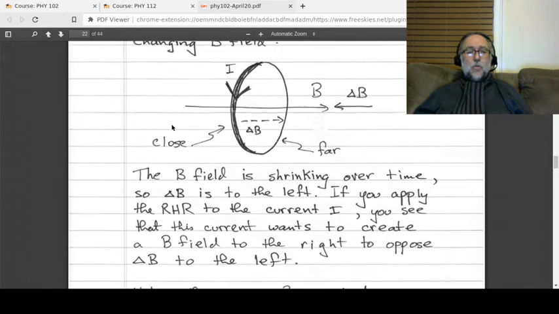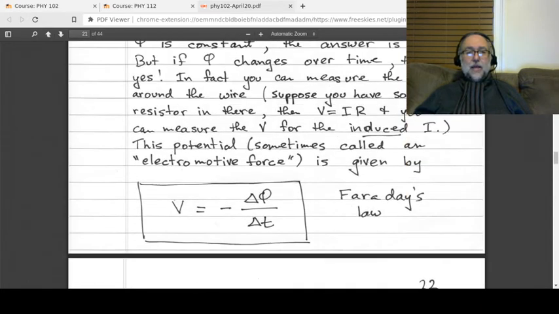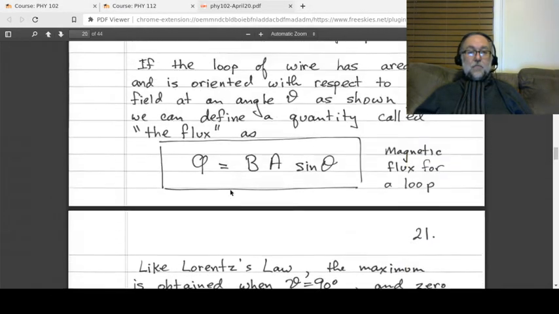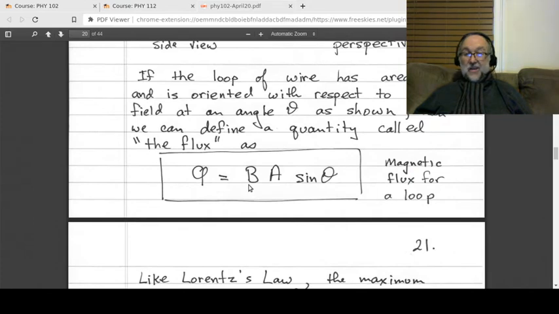Let's go back up here to Faraday's law again. Technically speaking, I've been saying the B field change, the B field change, but it's not so much the B field that has to change to create a potential. It's this flux that has to change. And there are three things that go into calculating the flux: the magnetic field B, A, and theta. So you can change your flux by changing B, by changing A, or by changing theta.